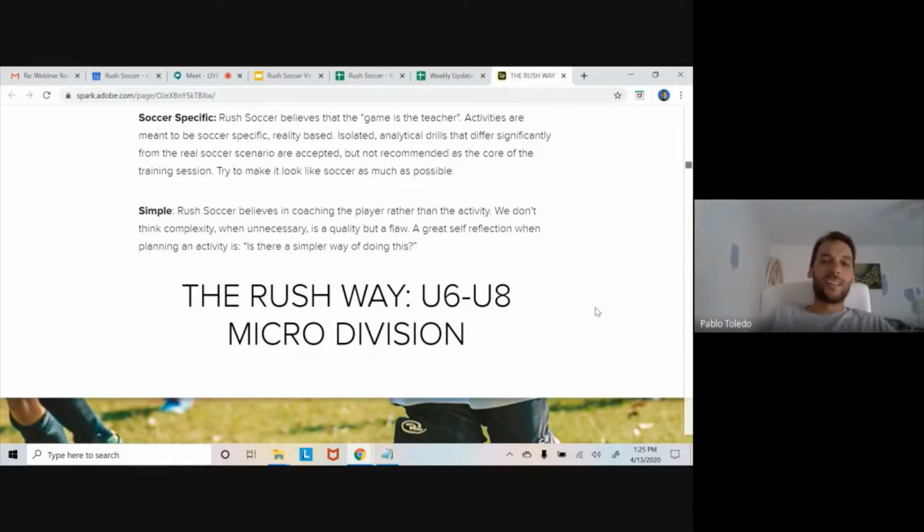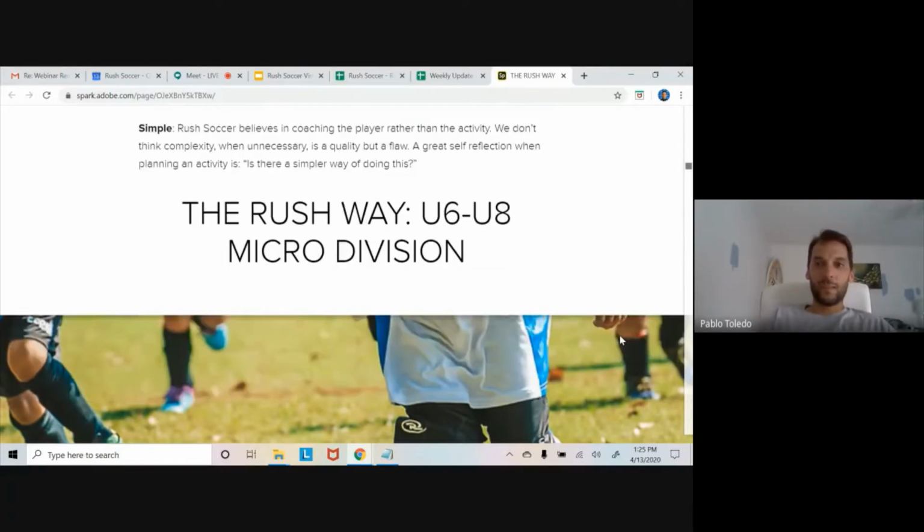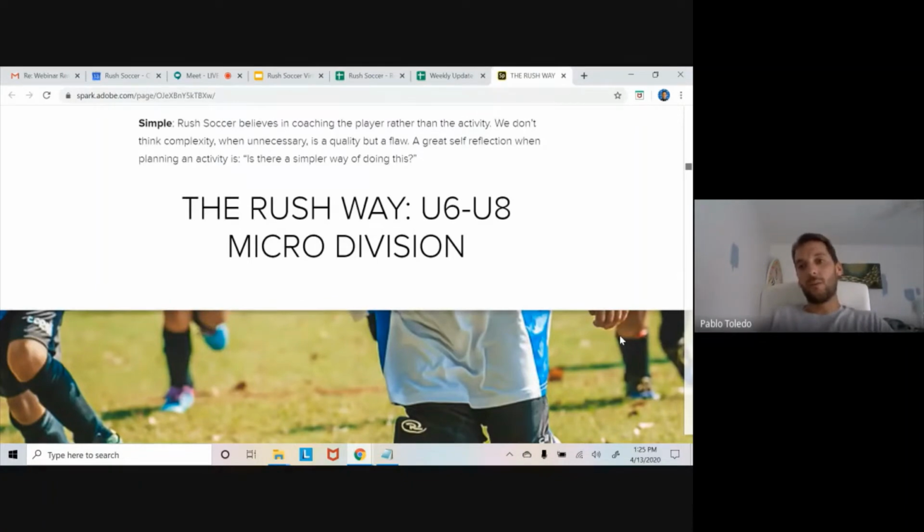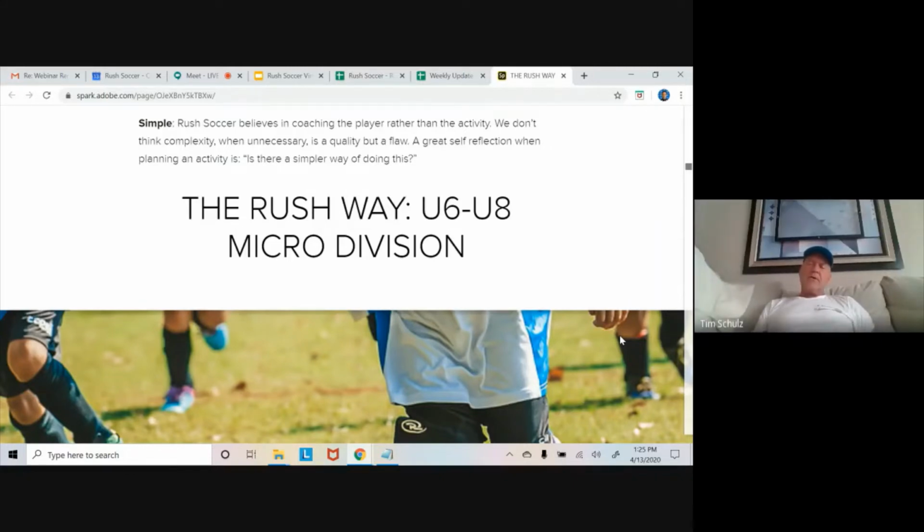And well, the last one, I think, simple. It's one that we've spoken about a lot. I think it's good advice for the coaches as well. Complexity when it's unnecessary, it's not a quality. It's a flaw. I think it happens in everything, not even in coaching, in many disciplines. Making the complex simple is a lot more of a virtue, in my opinion, than the opposite. So yeah, I would agree with that.